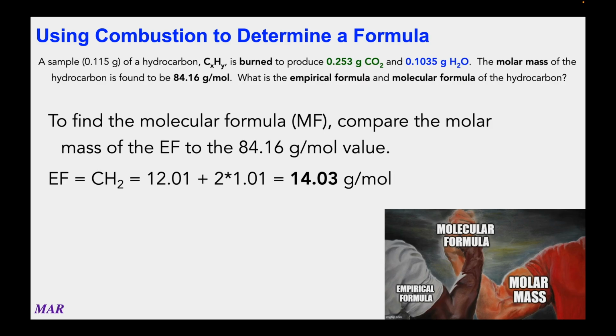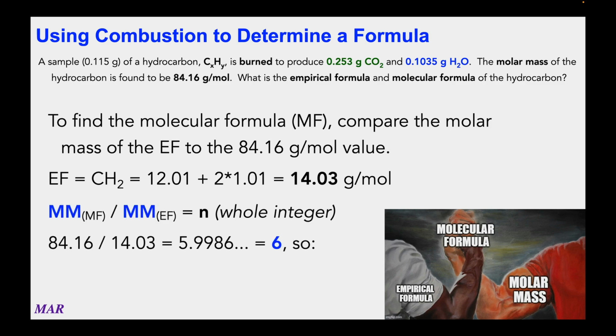Now, if you do that with lots of sig figs, that would be 12.01 for the carbon, 2 times 1.01 for the hydrogen, 14.03 grams per mole. Now, really, you just need to do it rough here. So 14 would be an acceptable value by all means. The next step, you want to compare the molar mass of the whole thing, 84.16, to the molar mass of the empirical formula. You will always get a whole number. In this case, that ratio comes out to be almost exactly 6. So 6 times the empirical formula is going to give you the molecular formula.